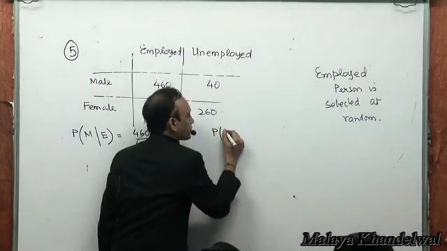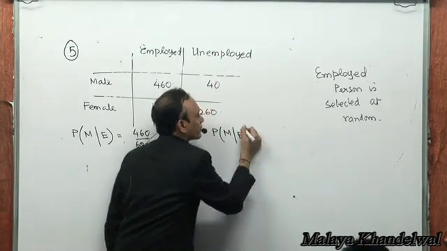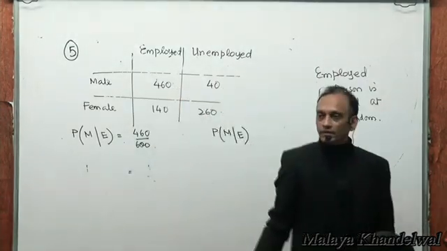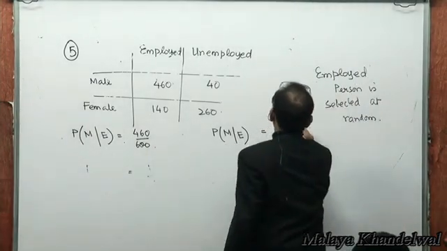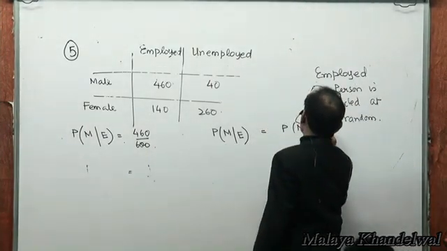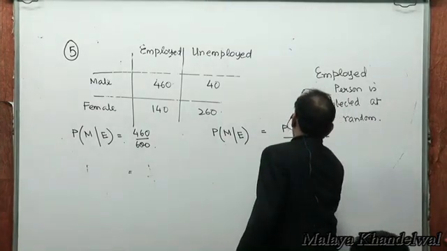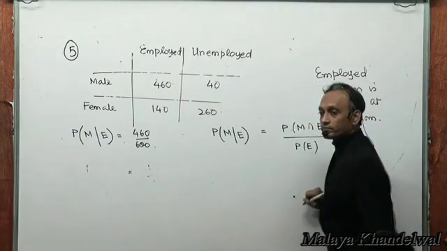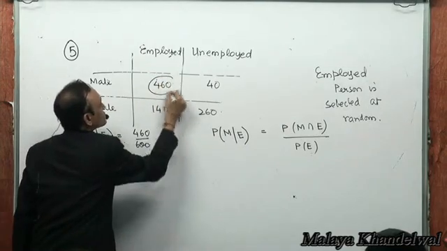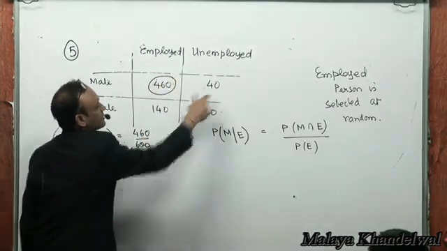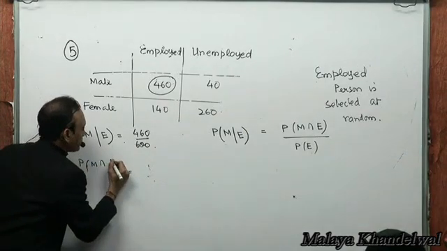Probability of getting a male given that he is employed is the probability of male intersection employment, male and employed, divided by the probability of employed. Yes or no? Now, male and employed is like 460 divided by, this is 600 plus 300, 900, right? Probability of male and employed.